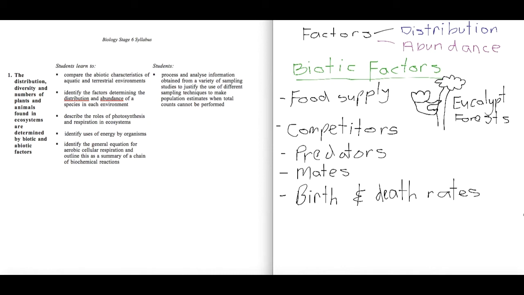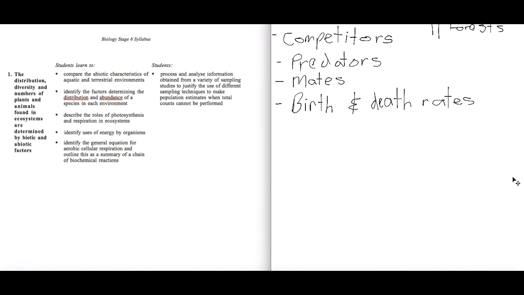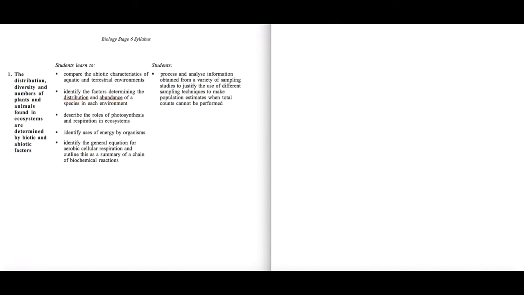Okay, so they were some of the biotic factors which can affect species distribution and abundance. We'll now move on to look at some of the abiotic factors, the non-living factors which can affect distribution and abundance of species.